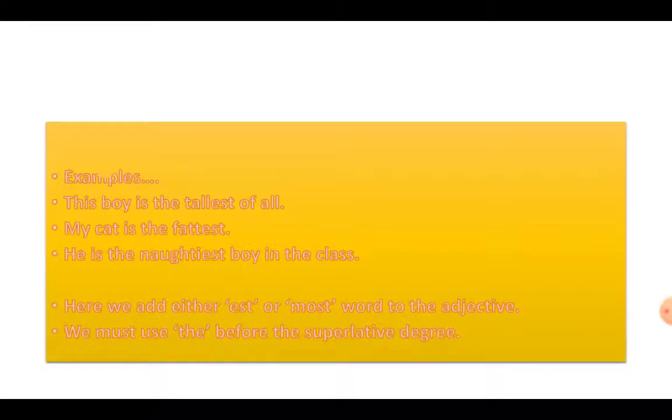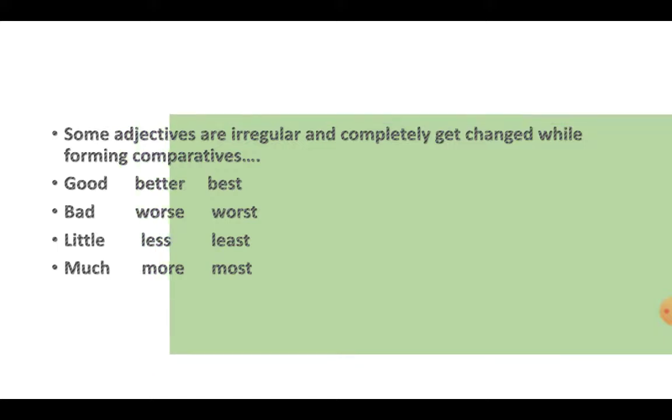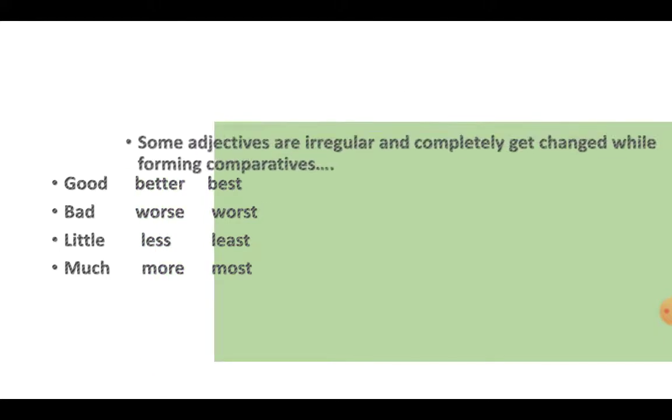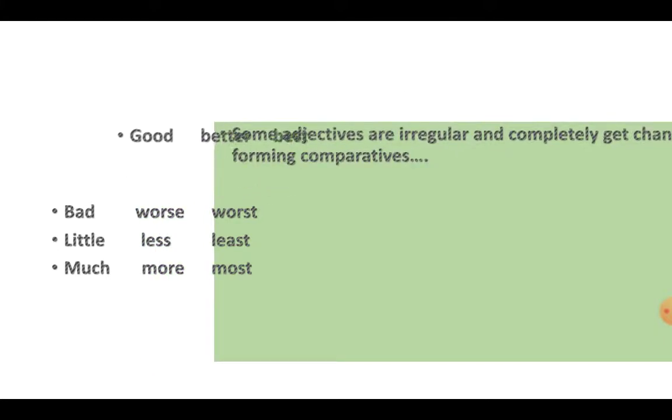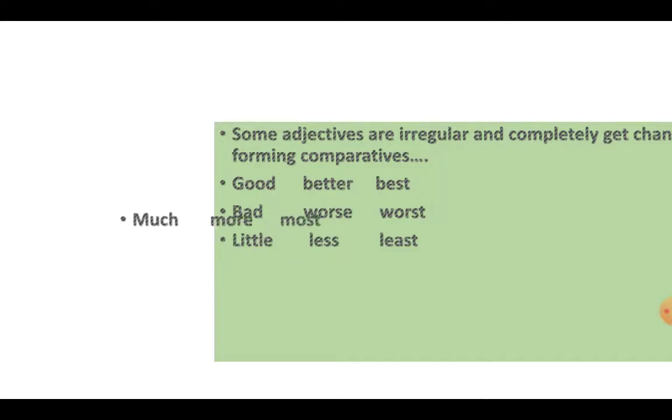Now, sometimes we cannot add er or est to the adjectives. At that time, how do we change the degrees? We have to change the word or change the vowel inside. Like for good, it is better or best. For bad, it will be worse or worst. For little, it will be less and least. For the word much, for two it is more, for more than two it is most.